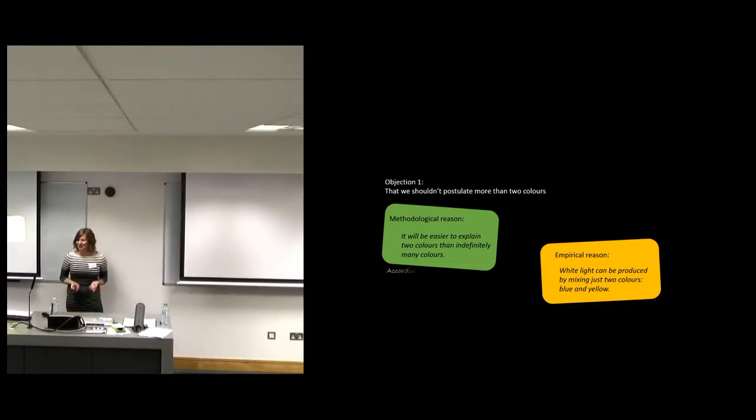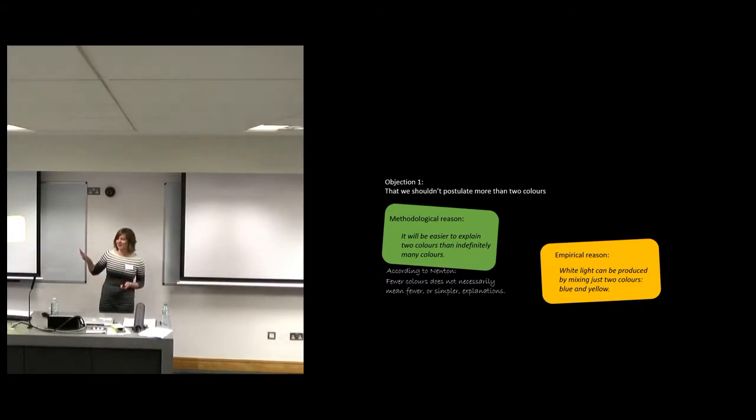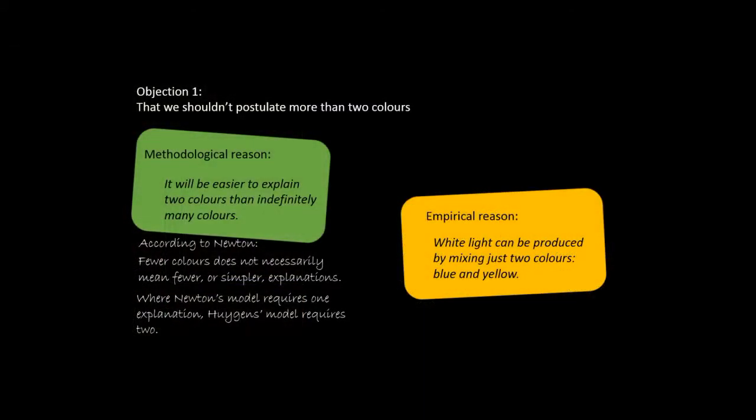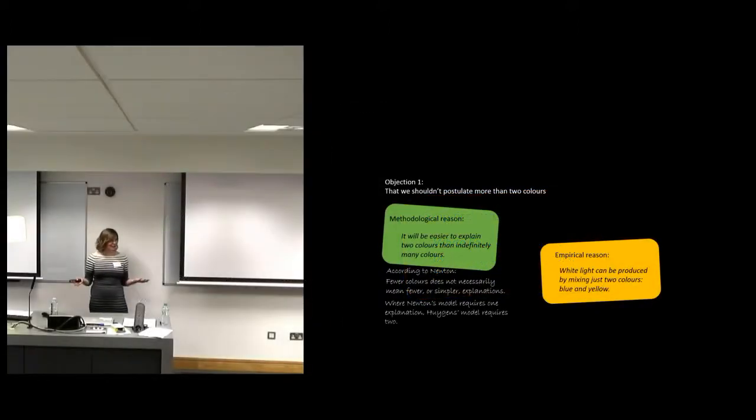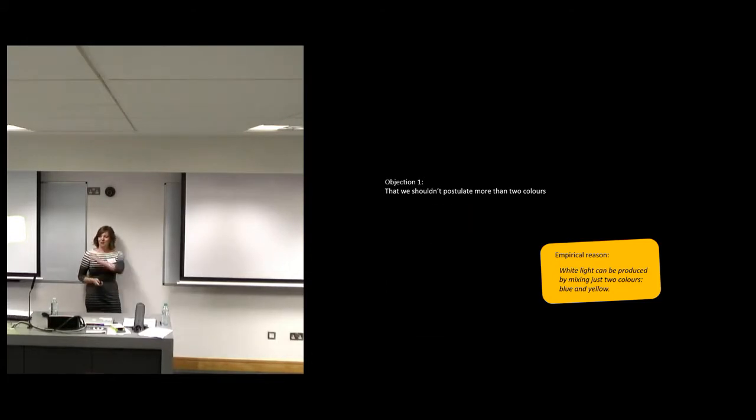Okay, so Newton makes quick work of the methodological reason. Newton just points out that fewer colours doesn't necessarily mean fewer or simpler explanations. Where his model requires just one explanation, that there are indefinitely many colours, Huygens' model requires two. You have to explain why there are colours, and then you have to explain why there are only two, and why those two are the ones. So it just seemed way more complicated. But anyway, that's not really the interesting response here.